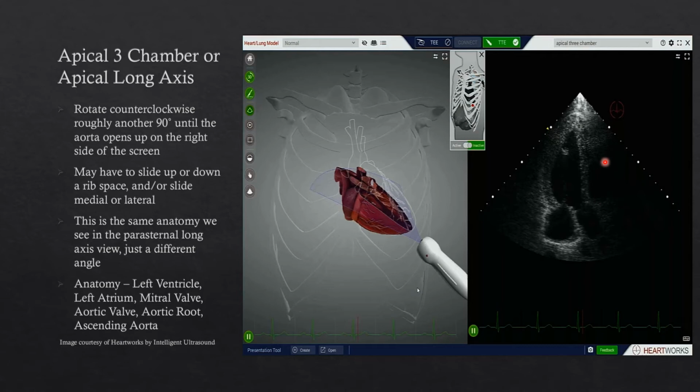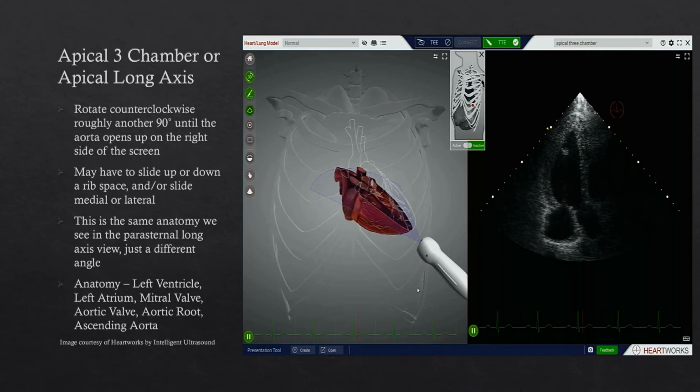Again, with this, you may need to slide up or down, move medial or lateral, tilt a little bit one way or the other. The biggest mistake people make when trying to get this view going from the two-chamber to the three-chamber is that they drop the tail down, and when that happens, it kind of cuts off the mitral valve. You don't see that opening very well. So just a point of advice there is to, as you're rotating, ensure that you keep that tail up while you're rotating around so we can see the aorta as well as the mitral valve in this view.